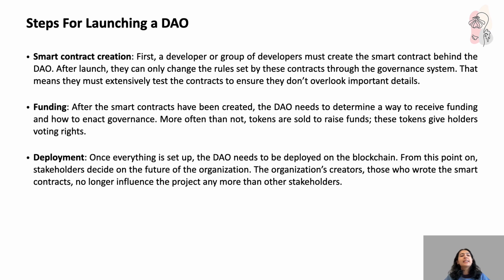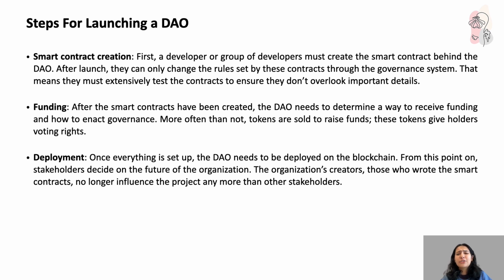Then coming to the next step, funding. On slide, after the smart contracts have been created, the DAO needs to determine a way to receive funding and how to enact governance. More often than not, tokens are sold to raise funds. These tokens give holders the voting rights.